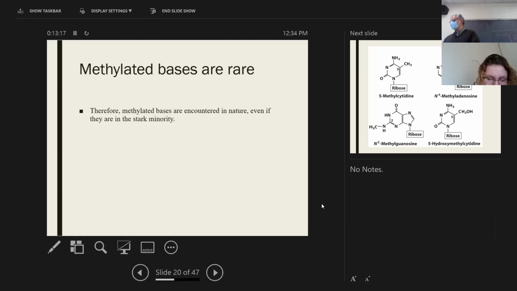So methylated bases in general are not that common. They're relatively rare, even in mammalian DNA. Mammals use methylation more than other species, but it's a stark minority of the bases that are methylated. So don't get the idea they're super common, they're not.